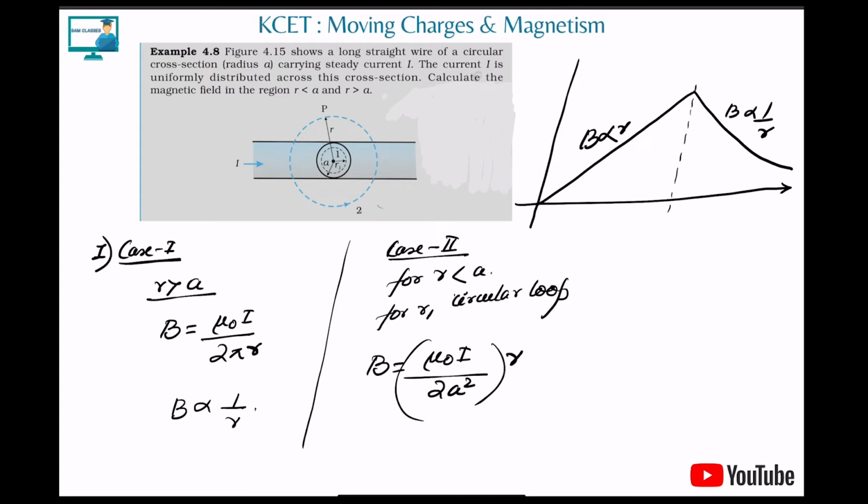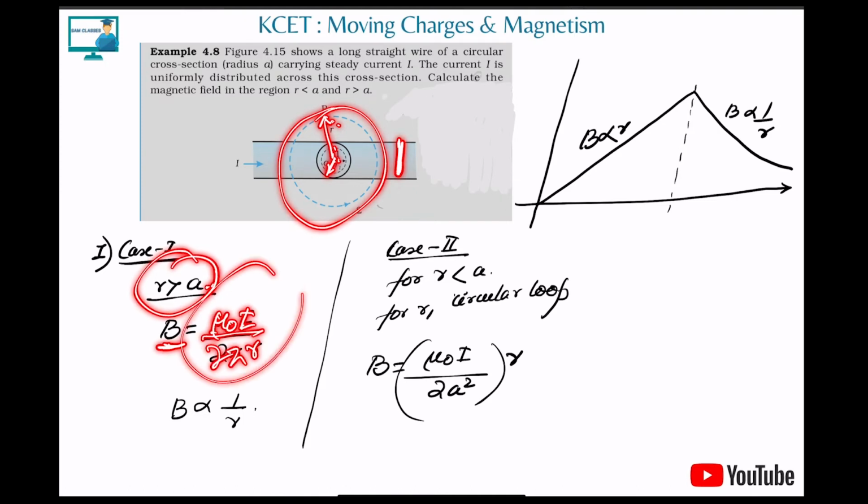Next part, what if it is not just a line, but a straight wire of circular cross section? Now it has a cross section. So here two things happen: what will be the magnetic field at an inside point, and at an outside point. For an outside point it's very easy. When r is much greater than a, the radius of the cross section, it will simply be mu naught I by 2 pi r, which we did right now.